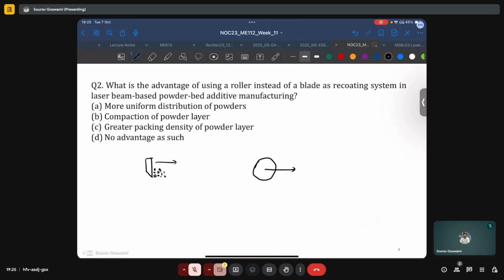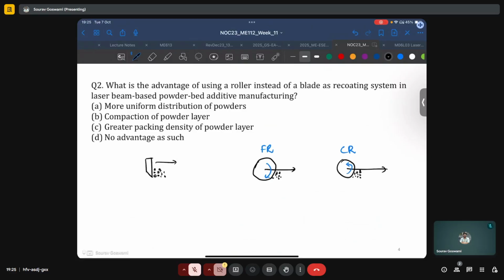a roller. In roller, we saw that depending on the relative motion between the traverse direction and its rotation, we can have a forward rotation or a counter rotation configuration. And again, its job was pretty similar: to spread out this available powder into a fresh layer.